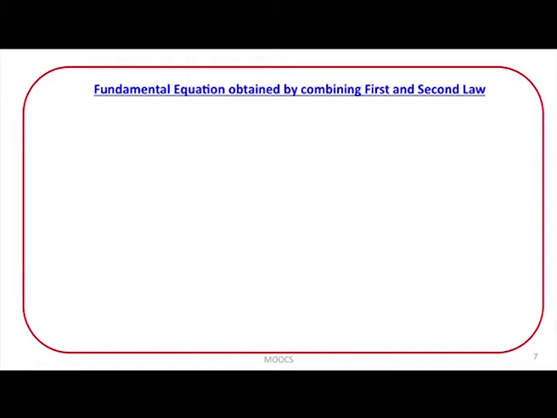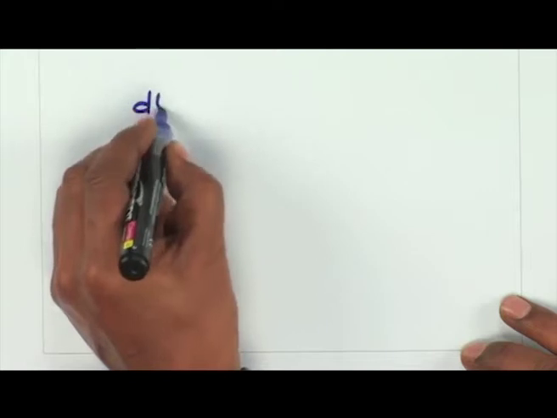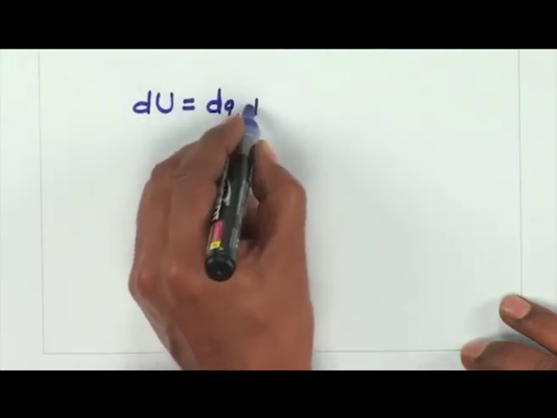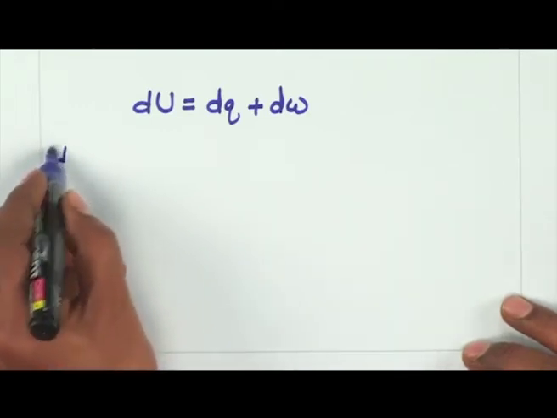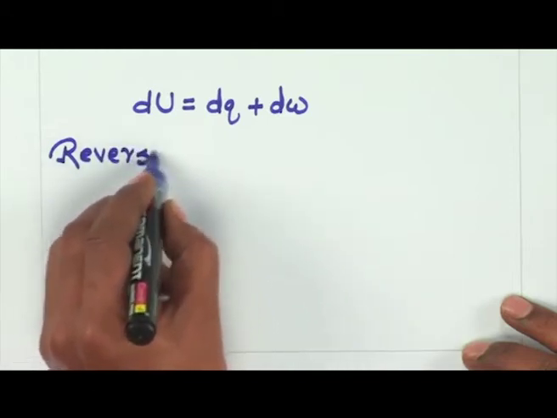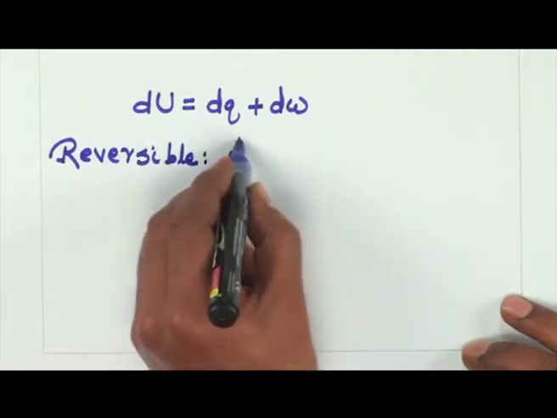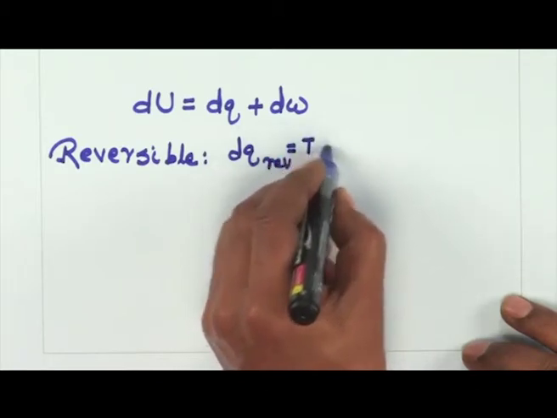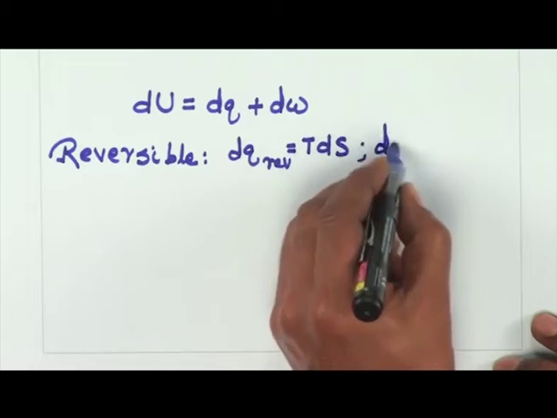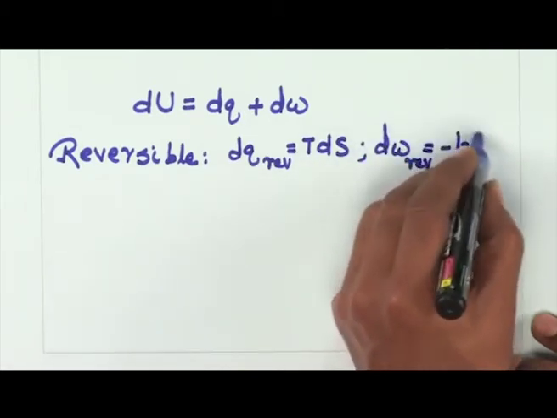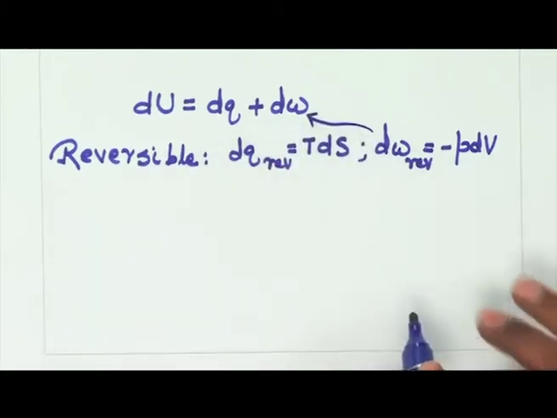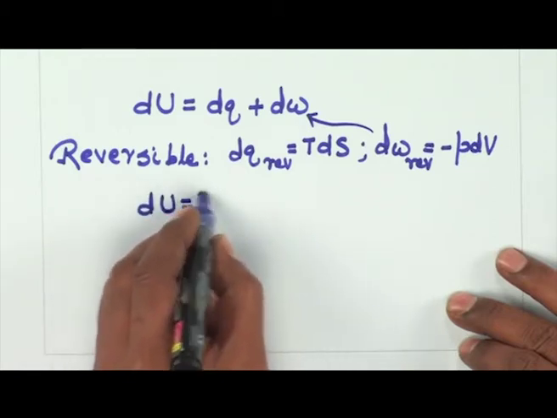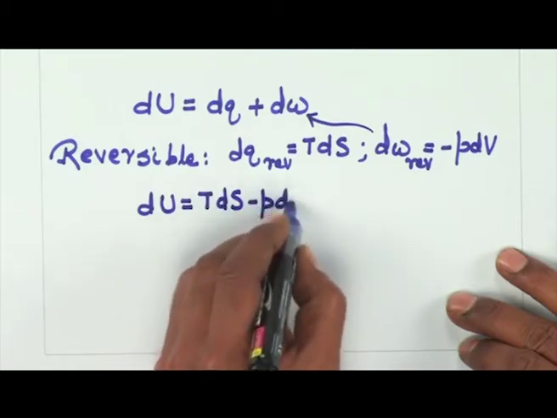Now, let us move towards more information from the first and second law. From the first law, we discussed dU is equal to dq plus dw. And let us say if the process is reversible, then dq reversible is equal to TdS and dw reversible is equal to minus PdV. And if I substitute this over here, what I get is dU is equal to TdS minus PdV.